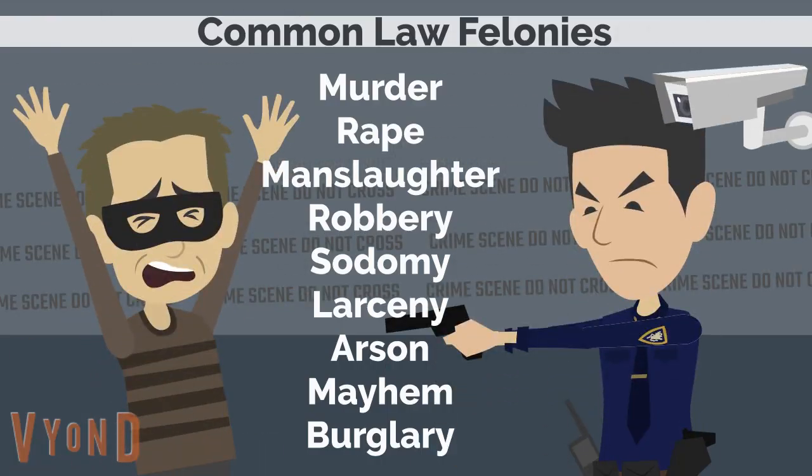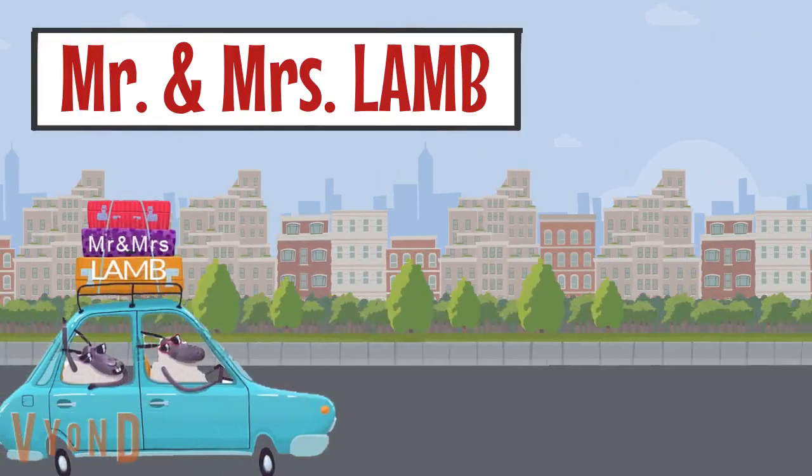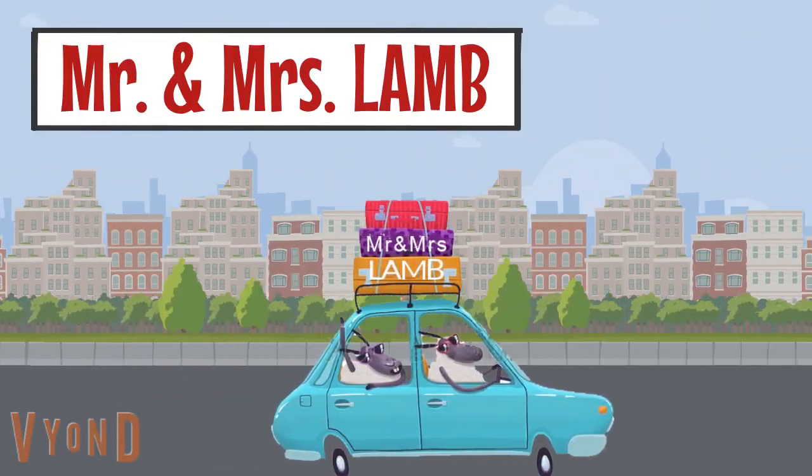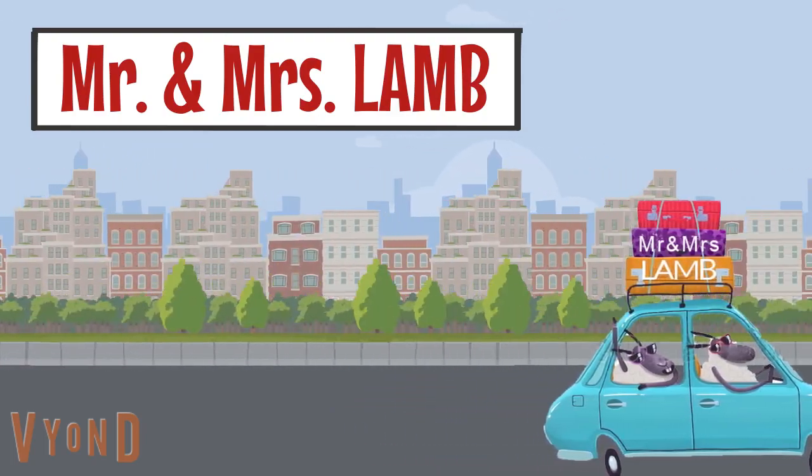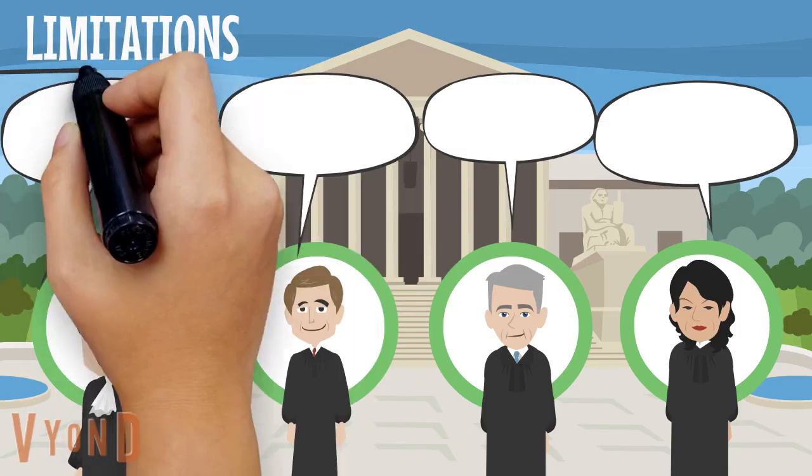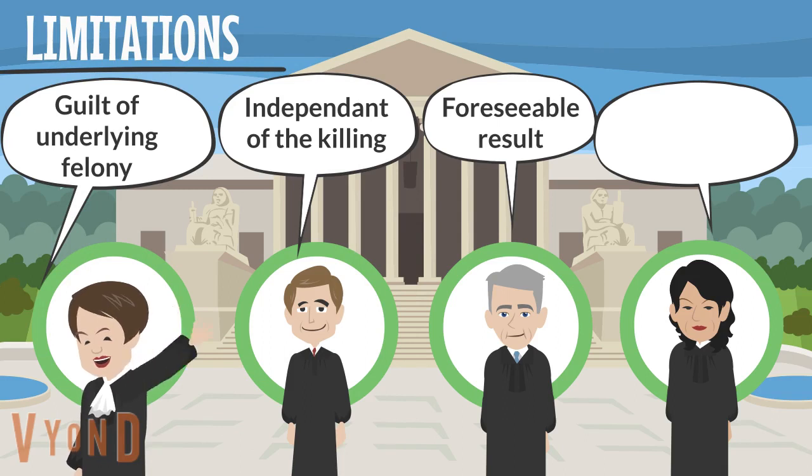Under common law, when using this rule, only crimes that were listed as felonies were available to use for the rule. The felonies were murder, rape, manslaughter, robbery, sodomy, larceny, arson, mayhem, and burglary. These felonies were collectively known by the memory device Mr. and Mrs. Lamb.